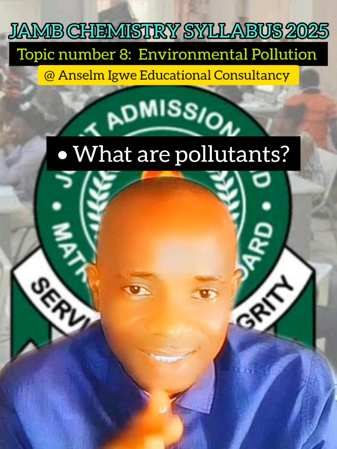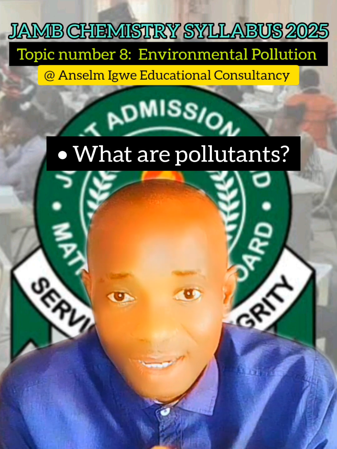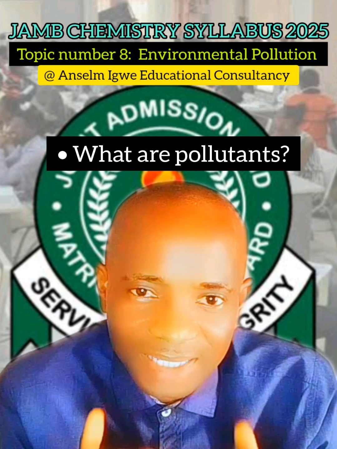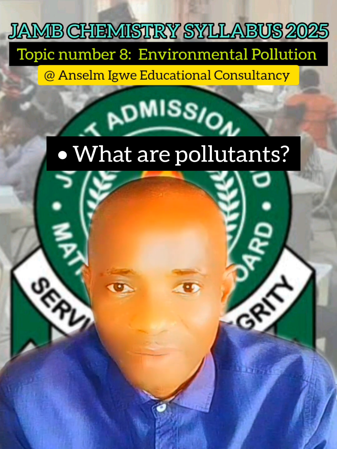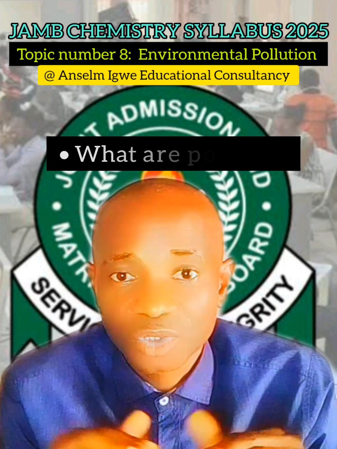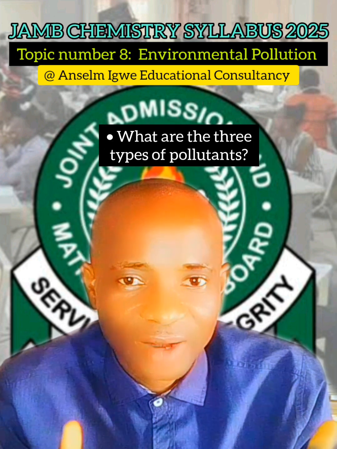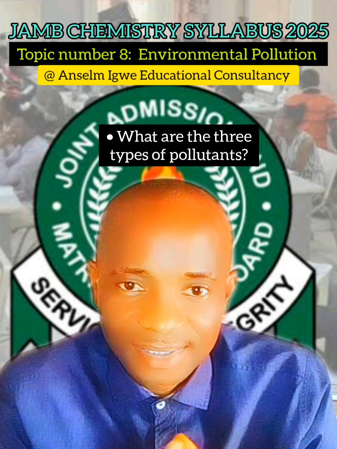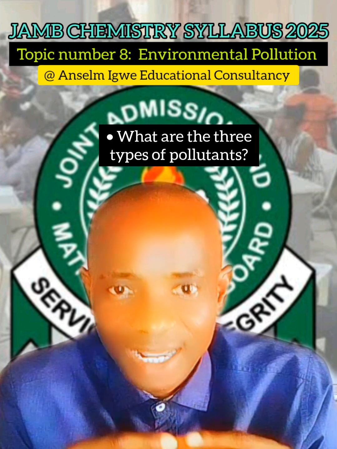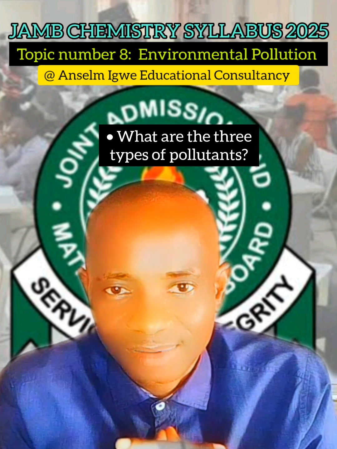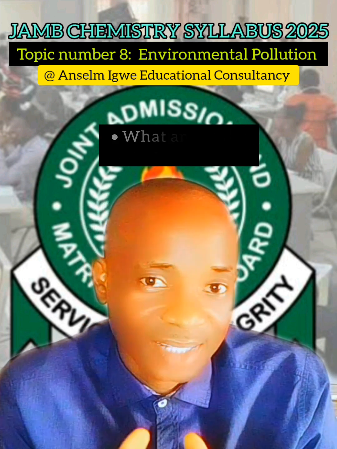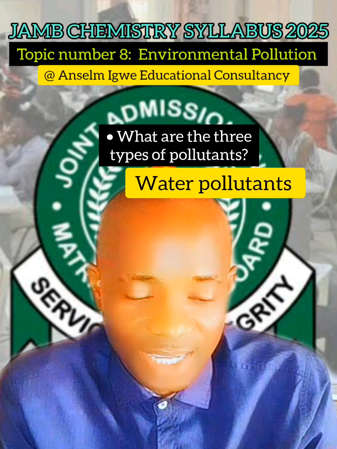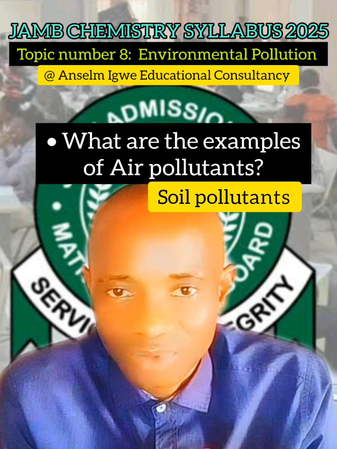So, having known these 3 types of environment, let us now talk about those materials that cause pollution. The materials that cause defilement of the environment are called pollutants. So, as we have 3 types of environment, we also have 3 types of pollutants. But what are these pollutants? A pollutant is any material or agent that spoils the environment, simply put. And we have 3 types of pollutants based on 3 types of environment: air pollutant, water pollutant, and soil pollutants.